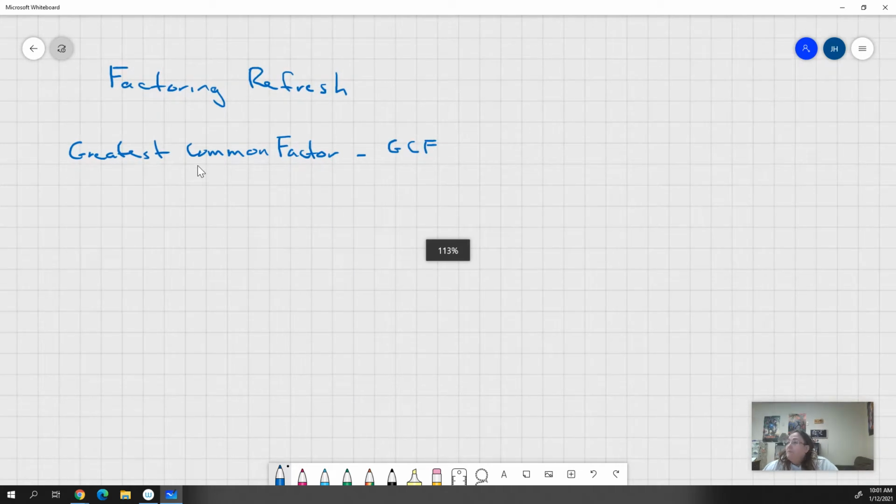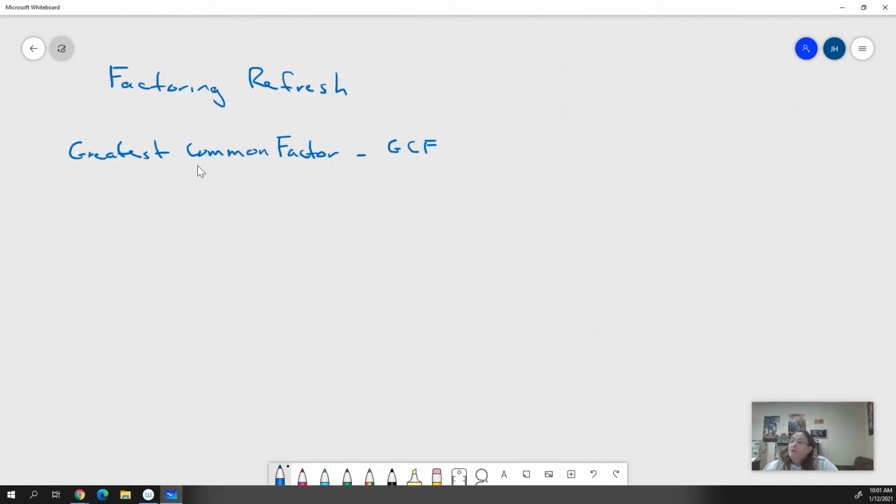So say I have two numbers. Let's go with 30 and 45. I can look at all of the factors of 30 and 45. I've got 1 times 30, 2 times 15, 3 times 10, and 5 times 6. So every one of these numbers is a factor of 30, and there aren't any other factors of 30.